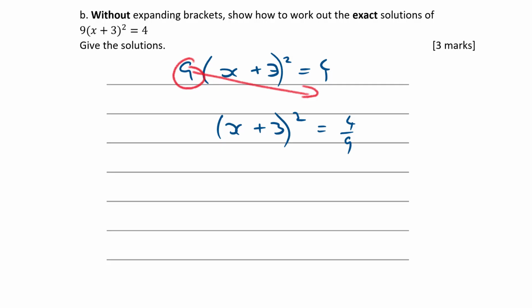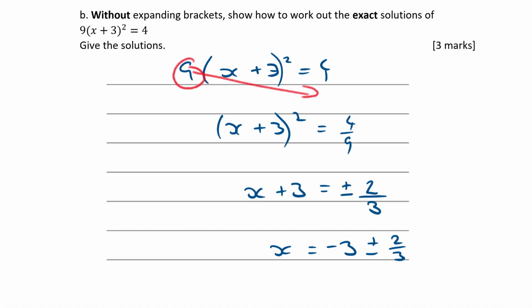Then if we root both sides, take the square root of (x + 3) all squared, I'm going to get x + 3. And square root the other side, then it's going to be plus or minus. Square root of 4 is 2, square root of 9 is 3, it's going to be plus or minus 2/3. And then take the 3 to the other side, I'm going to get x equals -3 plus or minus 2/3 as a solution. So what are the solutions then?